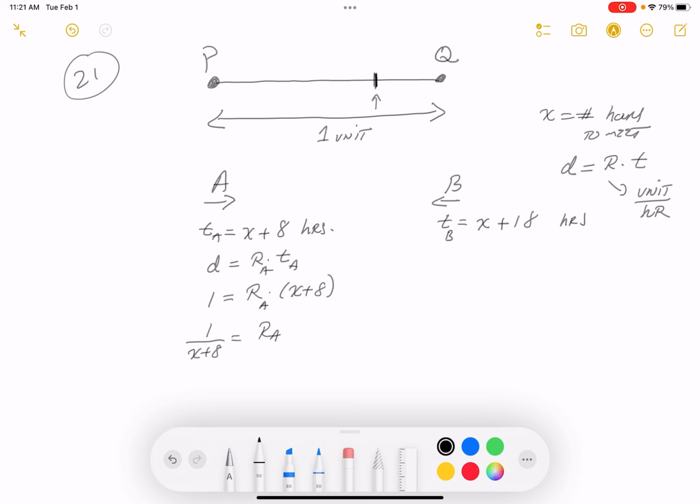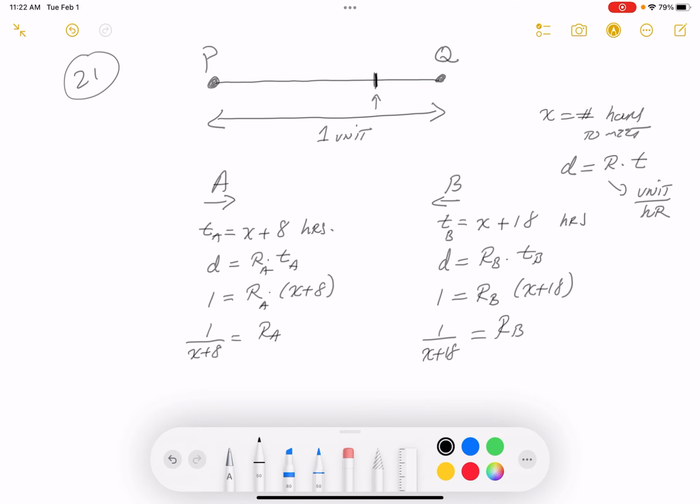What's the rate of B? Same thing. The distance is equal to the rate of B times the time of B. Well, the distance, I arbitrarily said it's 1 unit long. It doesn't matter what the unit is at this point. The rate of B, no idea. What's the time of B? X plus 18. What do you get over here? 1 unit every X plus 18 hours is the rate of B.